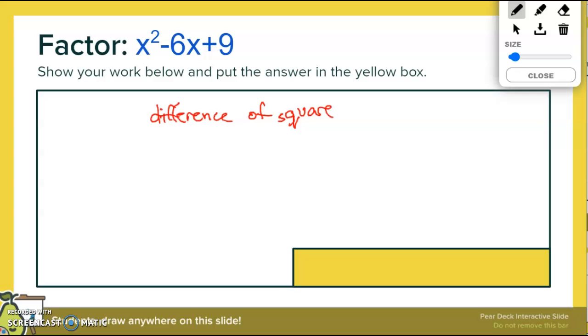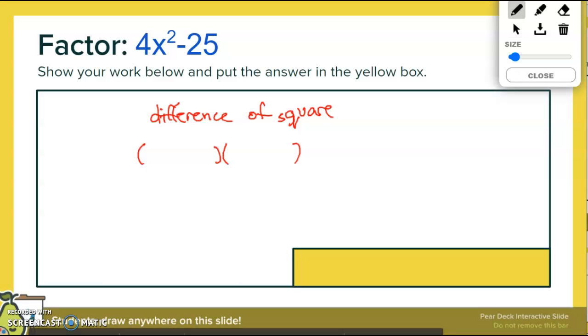So then that means I can put, whoops, I clicked by mistake. Okay, so what do I put first? I need to take the square root of the first term. Square root of 4x squared: square root of 4 is 2, square root of x squared is x. So that's going to be 2x. That's the first term, 2x here and 2x there.